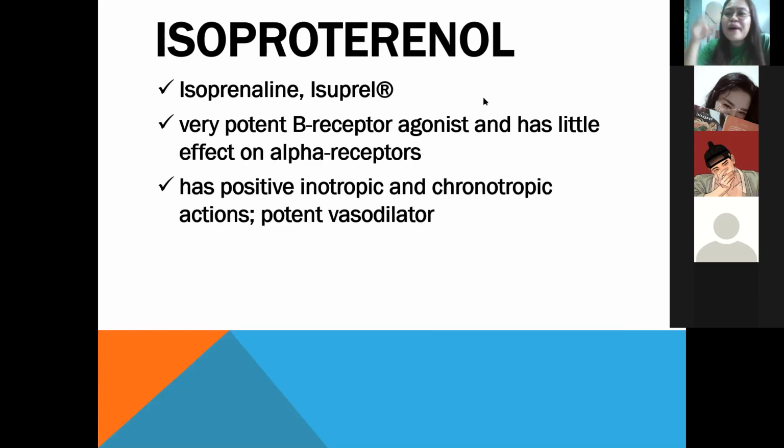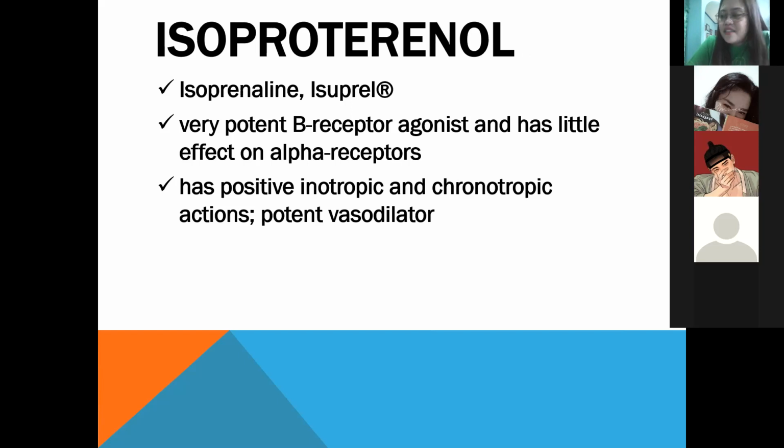Sige, let's talk about isoproterenol. So other name for isoproterenol is isoprenaline. Brand name in the market is Isoprel. Okay? And then na-mention ako when we discussed the structures na because of the presence of a bulky substituent in the amino group, this drug has high affinity to beta receptor. So it's a very potent beta receptor agonist and it has a little effect sa alpha receptors.